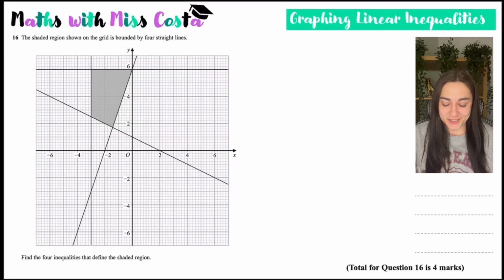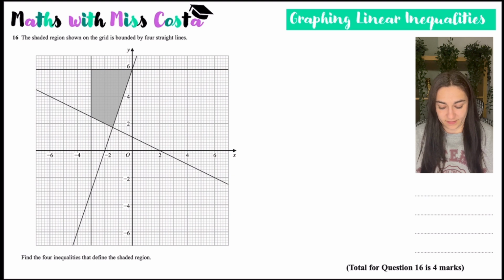Okay, so in this question, I have been given a region that is bounded by 4 straight lines. So this means that this region satisfies all 4 of these lines. And I want to find the 4 inequalities that define the shaded region. So first of all, what I want to do is work out the equation of my lines. When you've got a vertical and a horizontal line, they're super easy to work out.